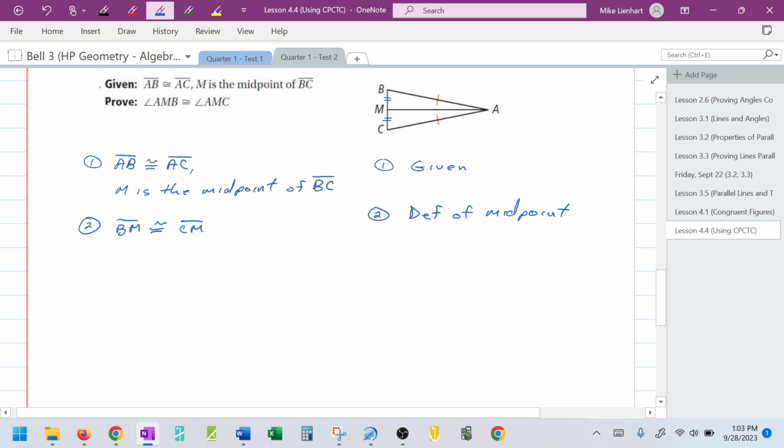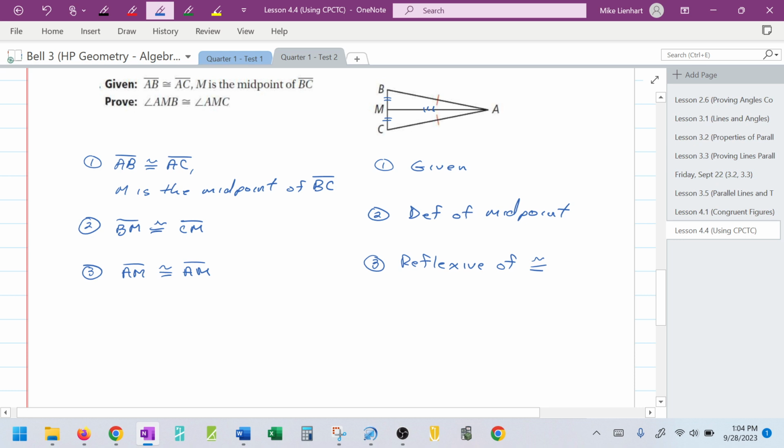All right, so now I have 2 congruencies. It's still not enough to prove that the triangles are congruent, but I'm on the right path. If I look at the picture as a whole, I notice that this side right here is a shared side. So I'm going to use that. I'm going to say that segment AM is congruent to segment AM, and that would be because of the reflexive property of congruence.